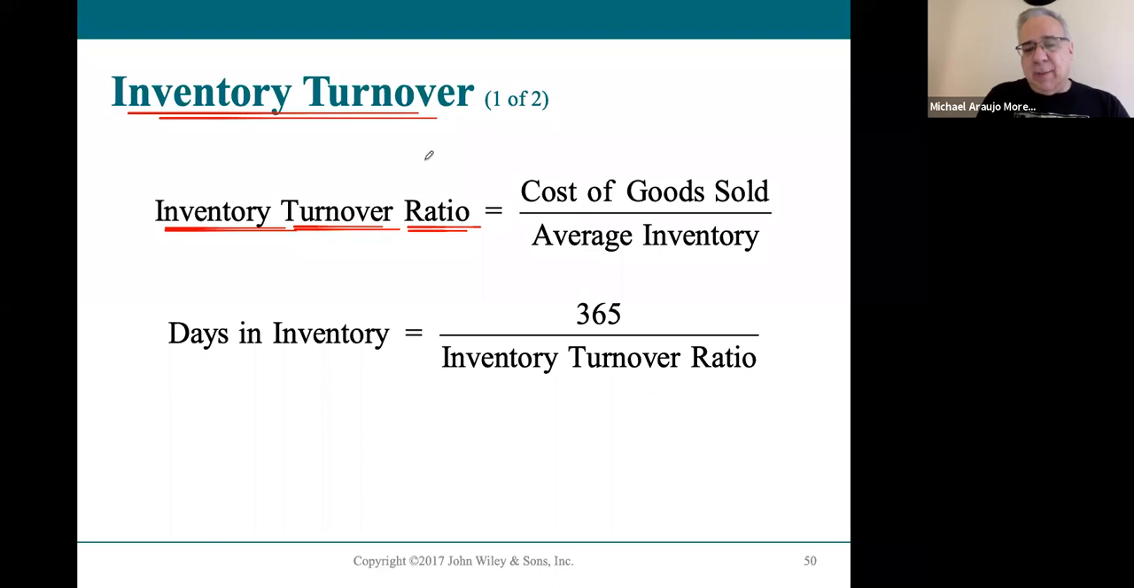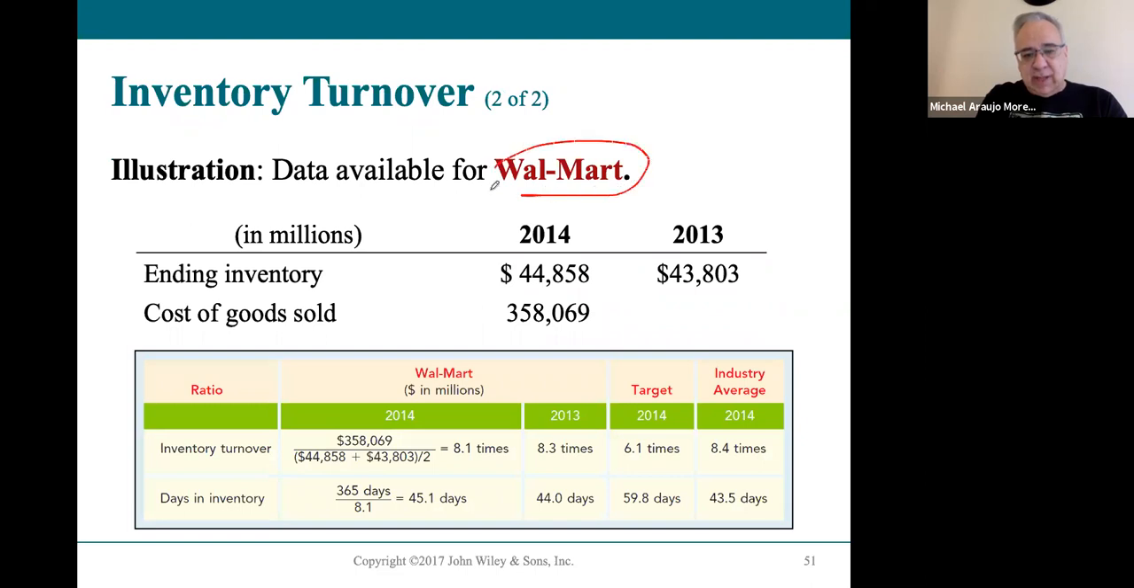So this ratio looks at how many times per year the store is actually selling out, basically. To get that, it's the cost of goods sold divided by average inventory. So you have beginning and ending inventory divided by 2 to get an average inventory. Once you know this ratio, you divide it into 365 and it converts to the number of days you've had the inventory there. So let's take a look at an example with our friends at Walmart. Here is the ending inventory for 2013 and 2014 and the cost of goods sold.